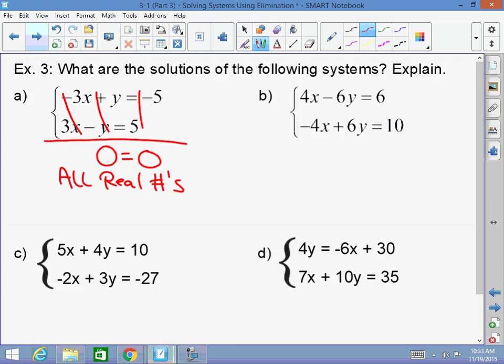Here, a little bit of a different thing. When I add them, cancel, cancel, but 0 equals 16. What happens when there's a false statement? That's no solution.